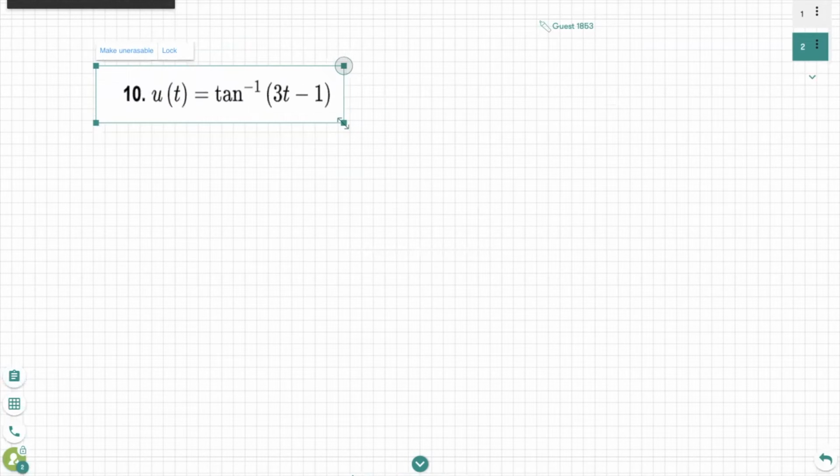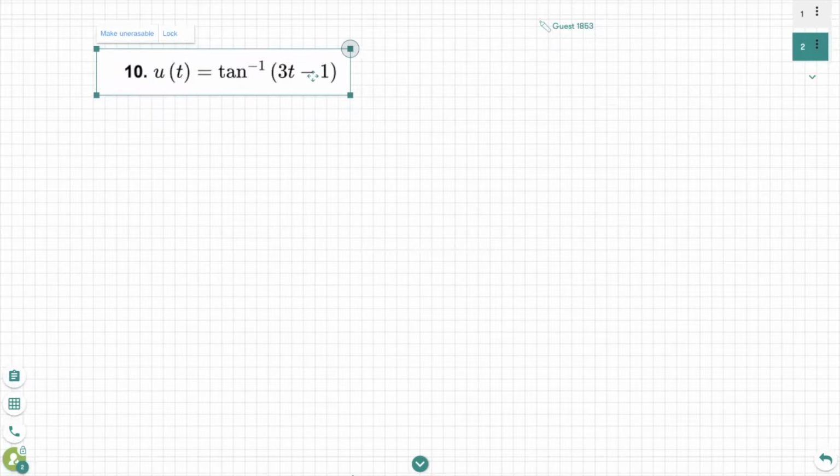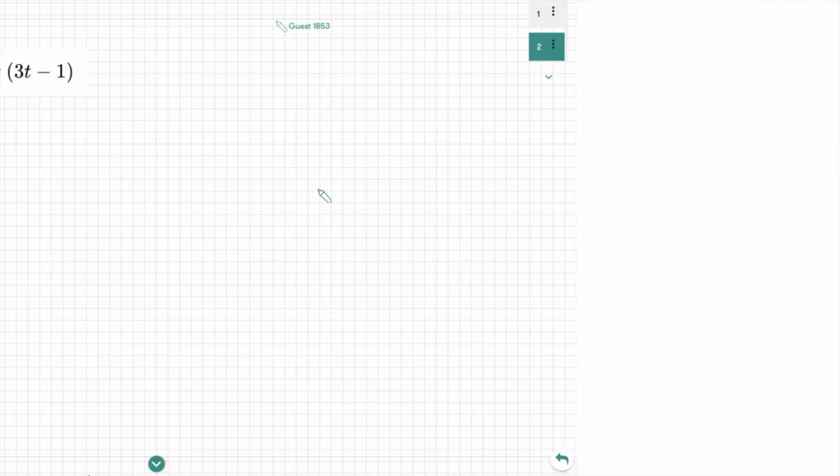Again, the outside function would be the inverse tangent. Okay. Inside function is 3t minus 1. Derivative of inverse tangent. Is that cosecant?